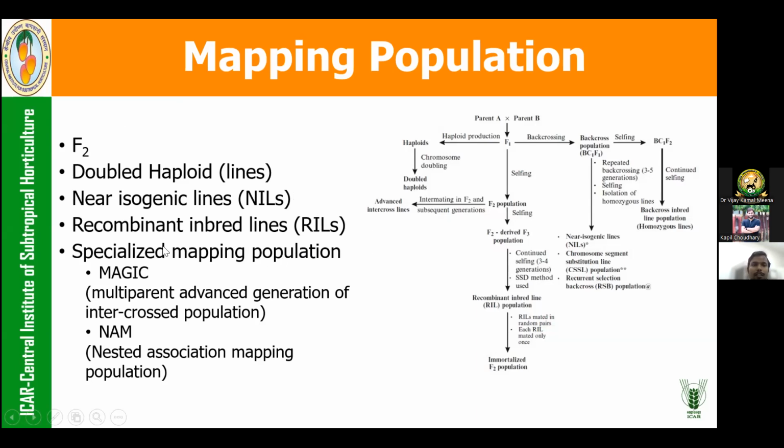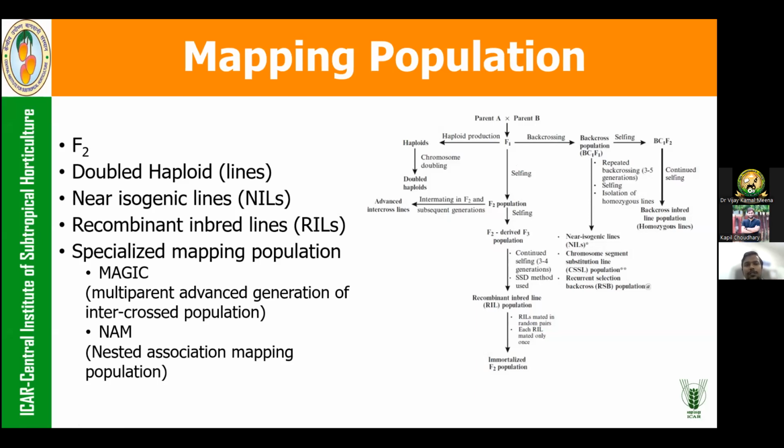Hence, RIL is considered the most suitable mapping population, which many workers are using for QTL mapping studies, because these are fixed lines coming out of the recombinations which have gone through in F1 individuals. So recombination bins or blocks are there, and these are highly structured populations because only two parents are involved.